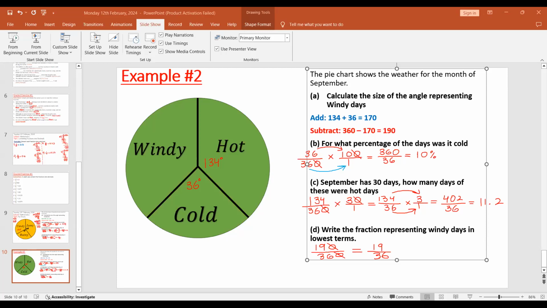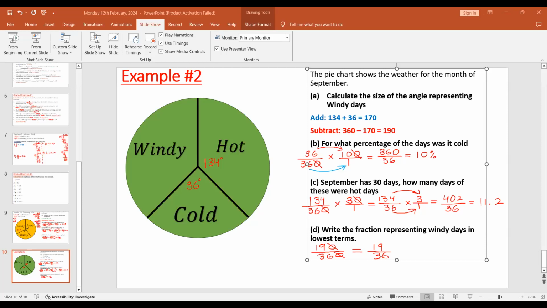So we say 134 times 3, which is 402. And we say 36 times 1, which is 36. And we get 11.1666. So we round to the nearest decimal point. So our new answer is 11.2. We round to one decimal place. To one decimal place. And our answer is 11.2.